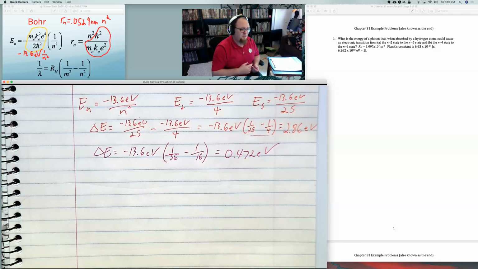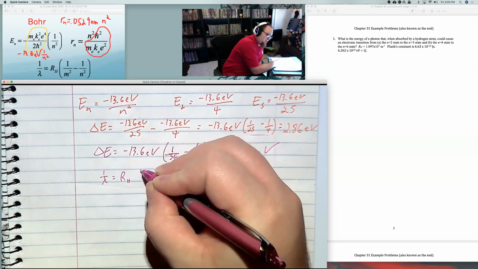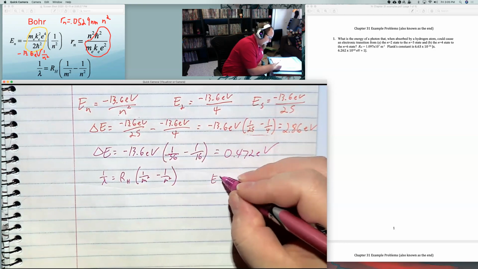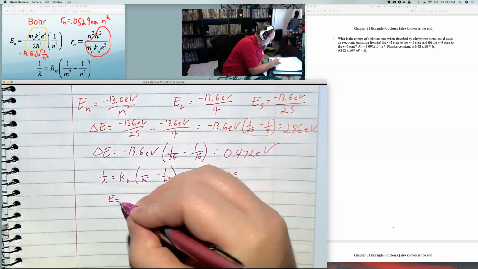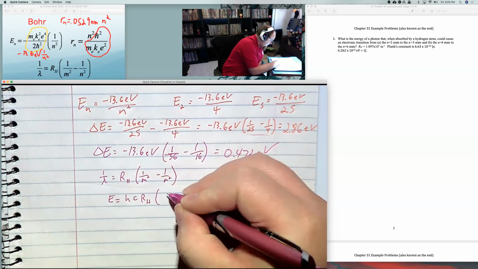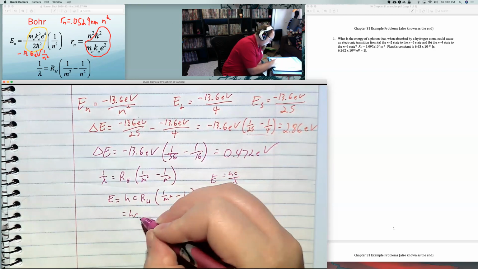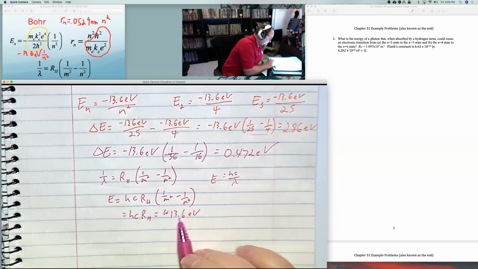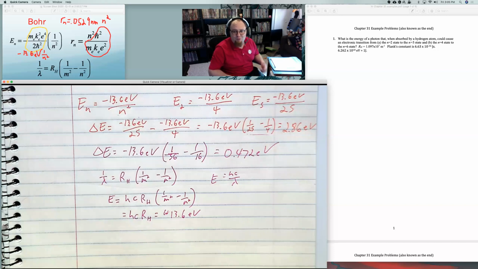Although even if I did decide to do that, that equation would just be saying 1 over lambda equals R_H times 1 over m squared minus 1 over n squared, and since energy is hc over lambda, the energy is hc times Rydberg's constant times 1 over m squared minus 1 over n squared. If you were to go through and do that, you'd find that hcR_H ends up being positive 13.6 eV. The negative sign comes because the order is switched, so it would be flipped. So it would have been the same. Let's go into the second problem.